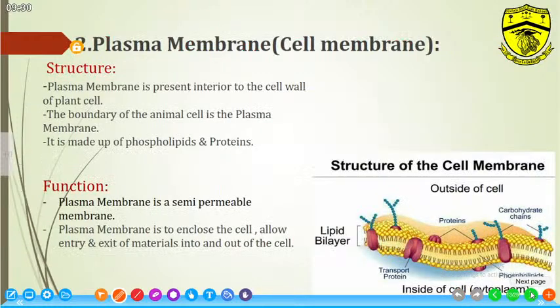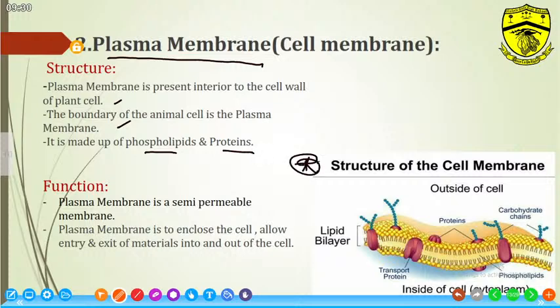And next one, we discuss about plasma membrane. That is a common organelle present in plant and animal structure. So, the plasma membrane is present interior to the cell wall of plant cell. The boundary of the animal cell is the plasma membrane. It is made up of phospholipid and protein. So in here, this is the structure. So observe it. The lipid bilayer is present in it. Yeah, the phospholipid is made up of it.